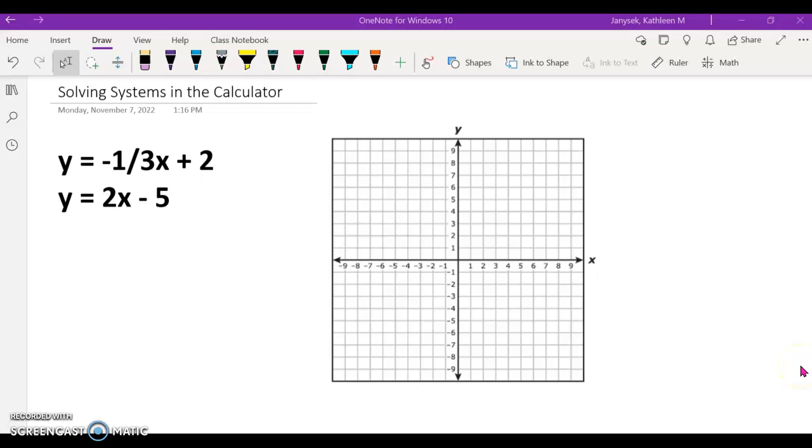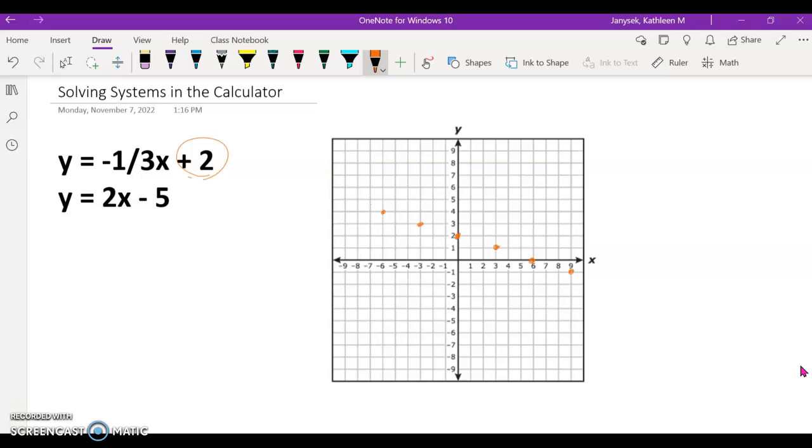Hey everyone, so we're going to look at how to solve systems of equations in the calculator, but first let's remember how to graph it on a normal grid. So the first equation has a y-intercept of 2, so we're going to plot it at 2. And the slope is negative 1/3, or down 1, right 3. And I can do the same thing going backwards to get additional points.